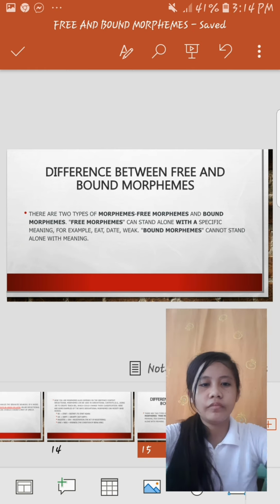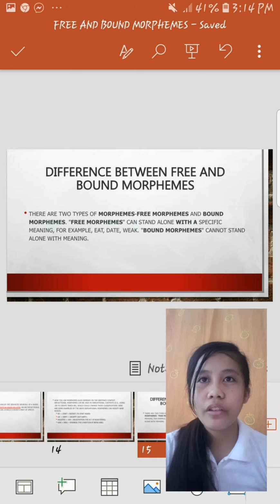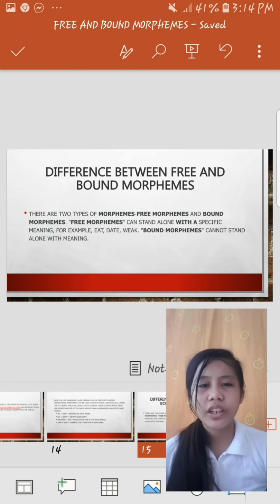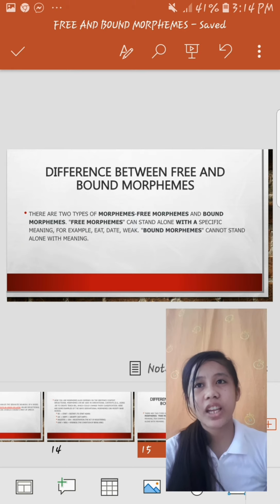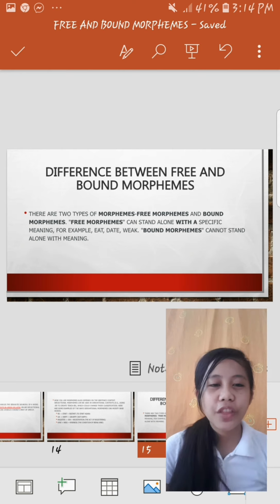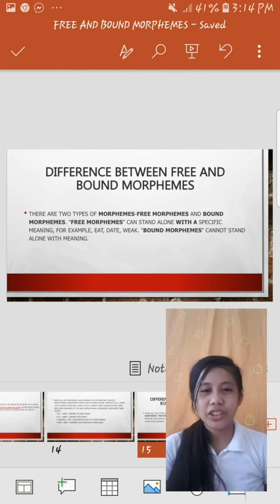So the last topic that we will discuss this afternoon is the difference between free morphemes and bound morphemes. Okay, so as I've said, there are two types of morphemes. We have the free morphemes and the bound morphemes. So their difference is what? The difference between them is that free morphemes can stand alone with a specific meaning, while bound morphemes cannot stand alone with meaning. Okay, so this is the last part of our lesson.